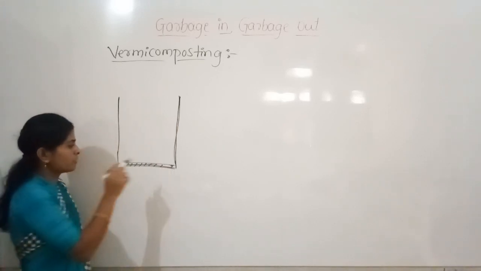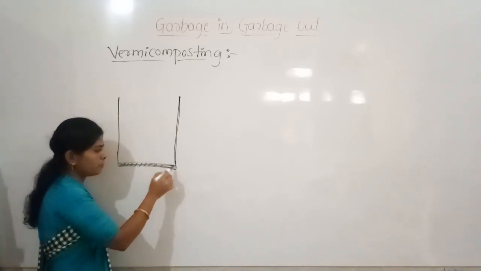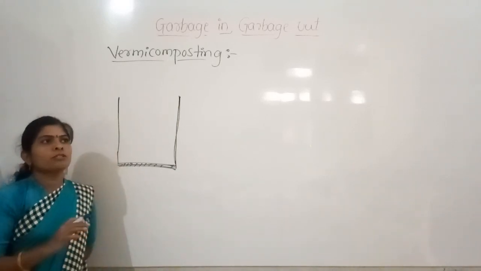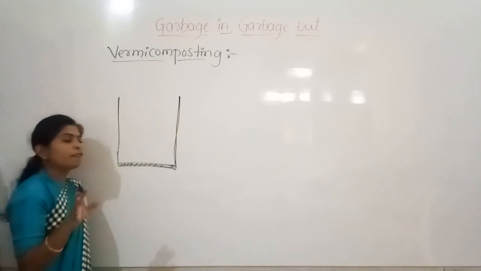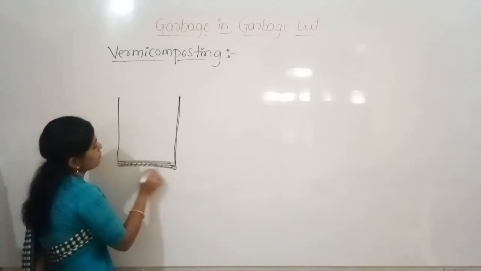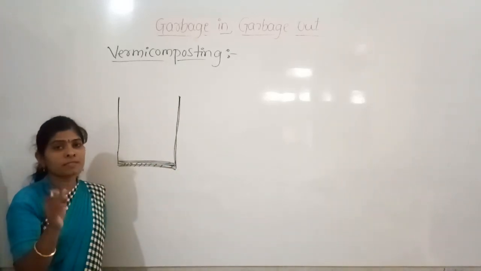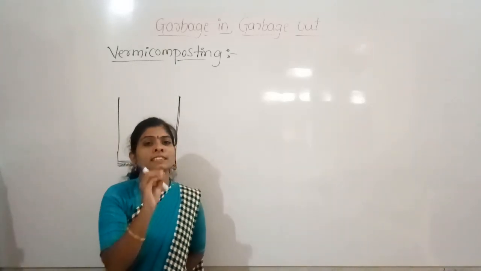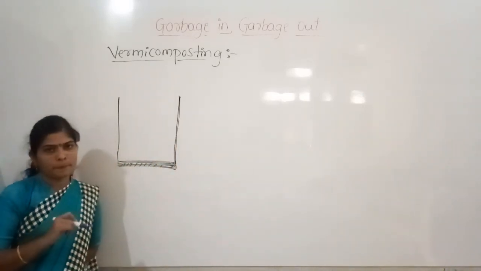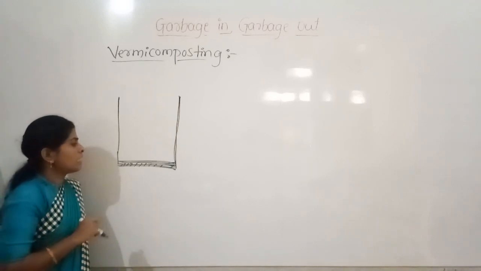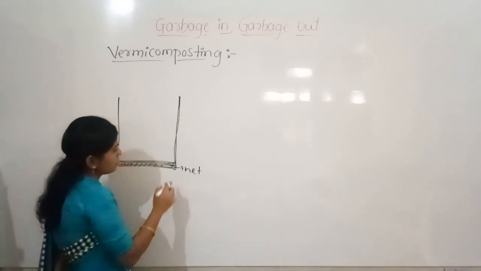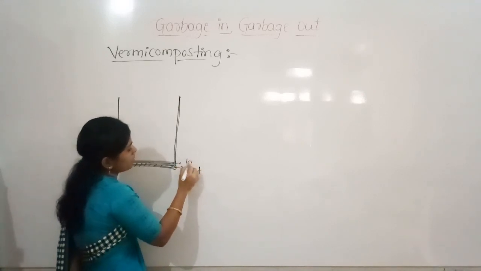After spreading a mesh of wire or the net, alternatively, if it is required, you can put a one or two centimeter layer of sand here. If it is necessary, it is an alternative; there is no compulsion to spread the sand. Then you arrange the net here.